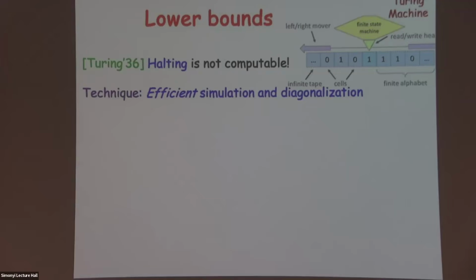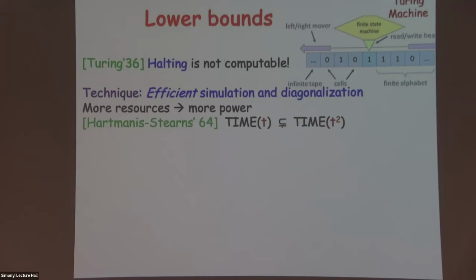Using basically efficient simulation of Turing machines by universal ones, and then diagonalizing against them. So it's a proof technique to prove hardness. And it was used not just for proving that something cannot be solved in finite time. For example, it was proved in one of the earlier papers of complexity theory to prove finite statements. For example, that more resources give you more computational power. For example, things that are unsolvable in some time t and are solvable if you square the time. And so you can separate complexity classes using this technique.